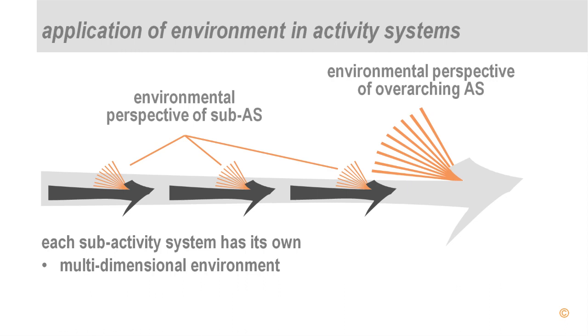Besides the multidimensionality of the environment, each activity system and its sub-activity systems also has an outer and inner environment. There could be developments in the inner environment of an industry, a sub-industry, or a subsection in an internal supply chain that can affect the supply chain as a whole. For example, if there are corrupt employees.